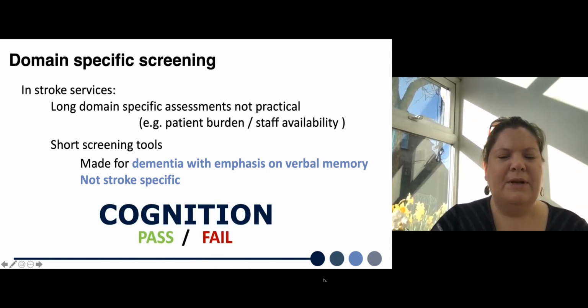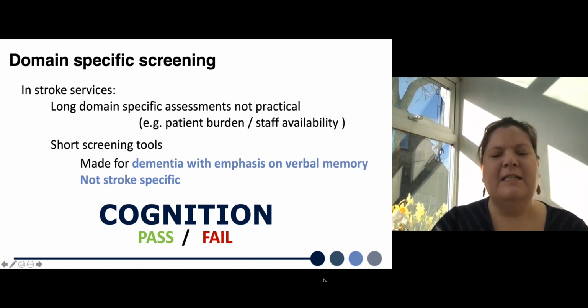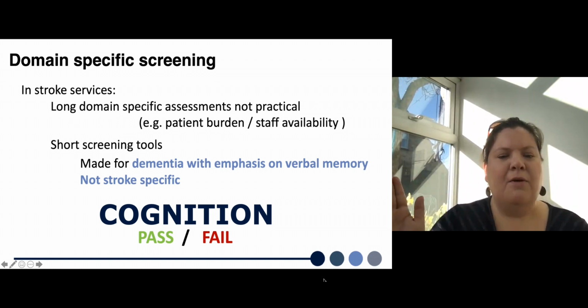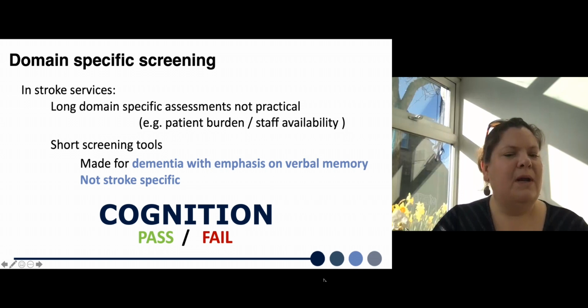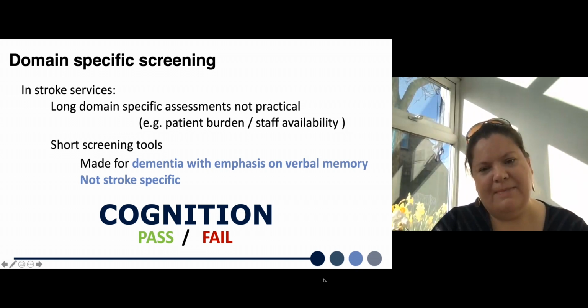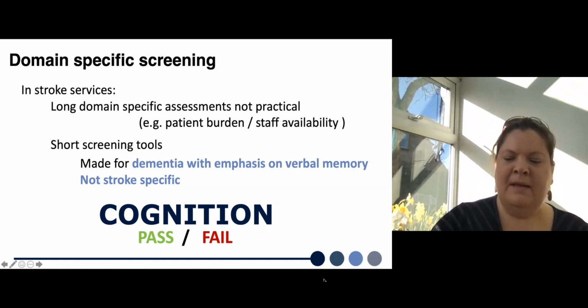So in the end, what you get from these screening tools is this very broad pass-fail of cognition. It gives you a single number overall, which is then okay or not okay. And that may be okay if you're specifically looking, say, for an Alzheimer's dementia, but within stroke, you would ask, what about cognition is impaired? What domain is the problem?